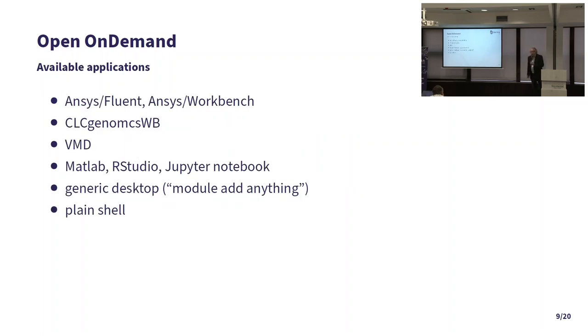In Open OnDemand, there are several prepared applications like ANSYS, Genomics Workbench, VMD, which is one of the 3D accelerated ones, and also MATLAB, RStudio, and Jupyter notebooks. Besides that, you can get a generic desktop environment with the 3D acceleration, and you can issue a module add command for whatever you need, and you are getting access to the whole MetaCentre computing environment with all the software there, but with access to the remote desktop.